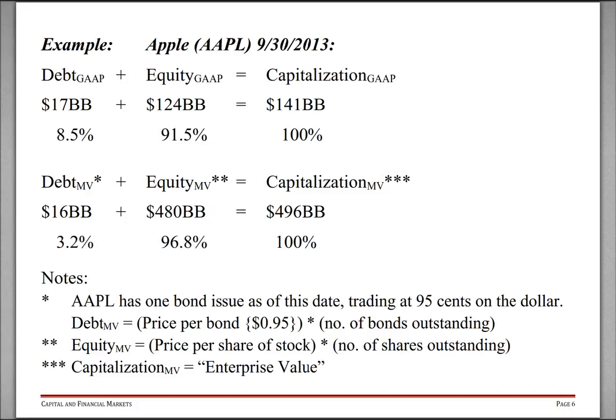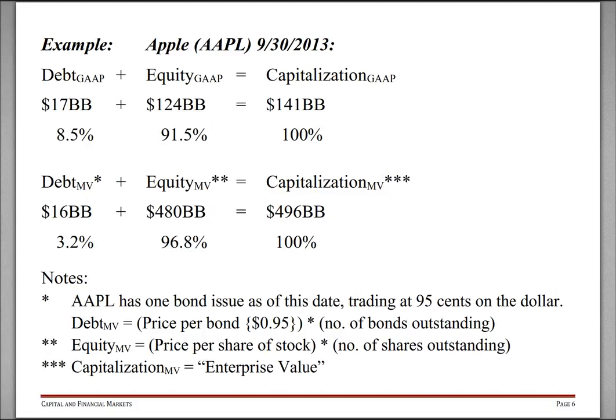Now, the equity market value for Apple at the time was 480 billion. So how did we find that? The 480 billion was found simply by looking up the number of shares of stock Apple had outstanding and the price per share for each share of stock.